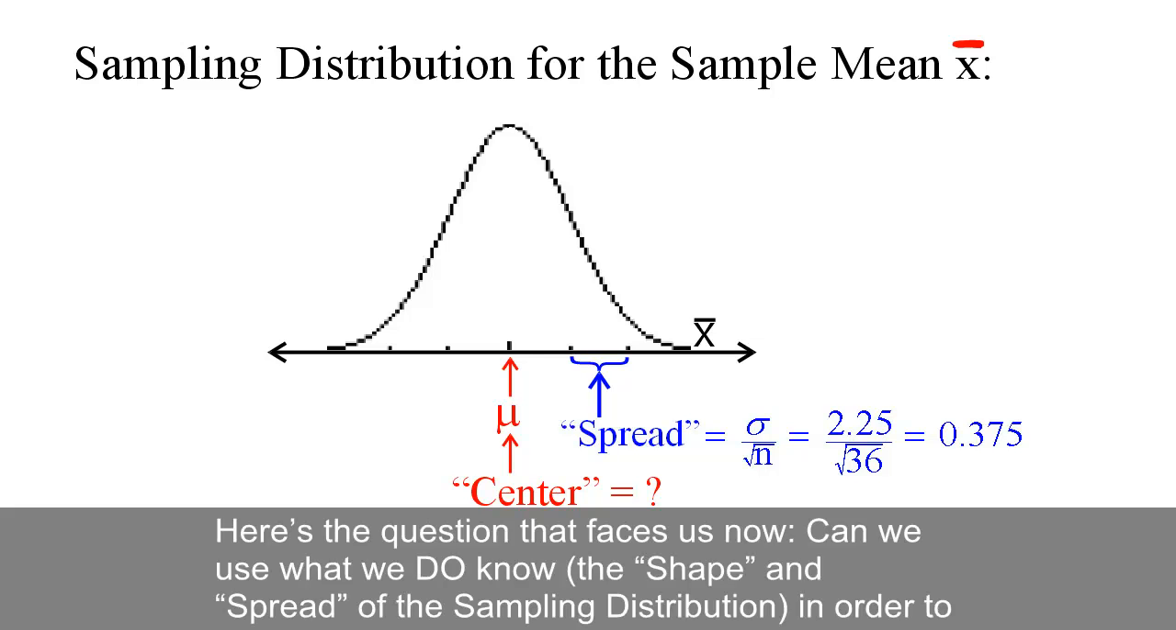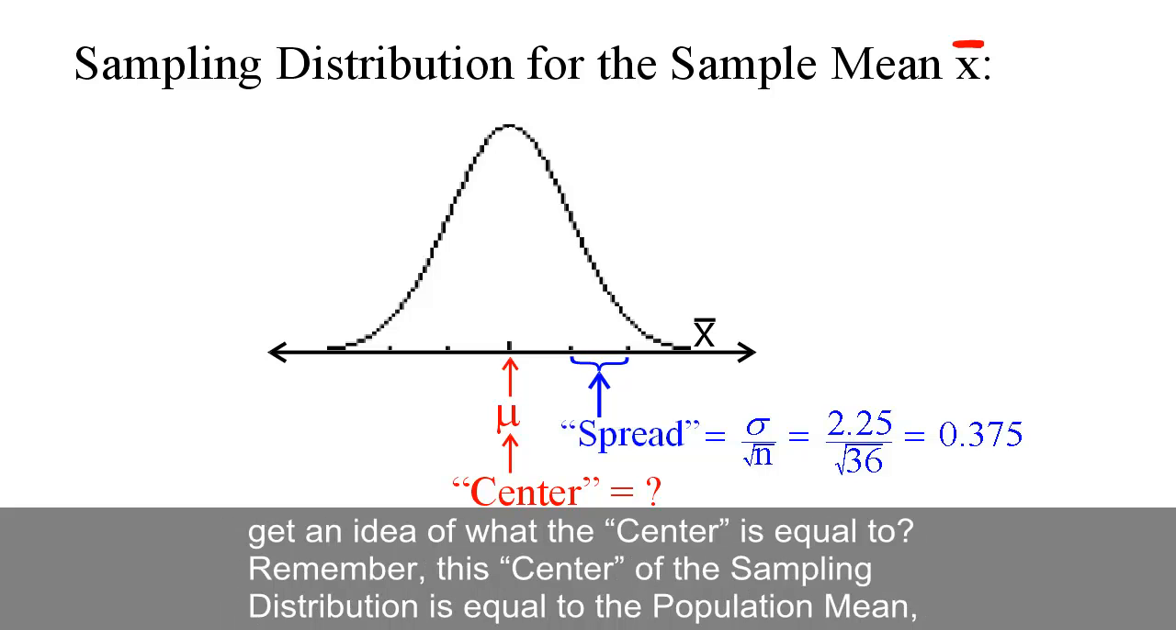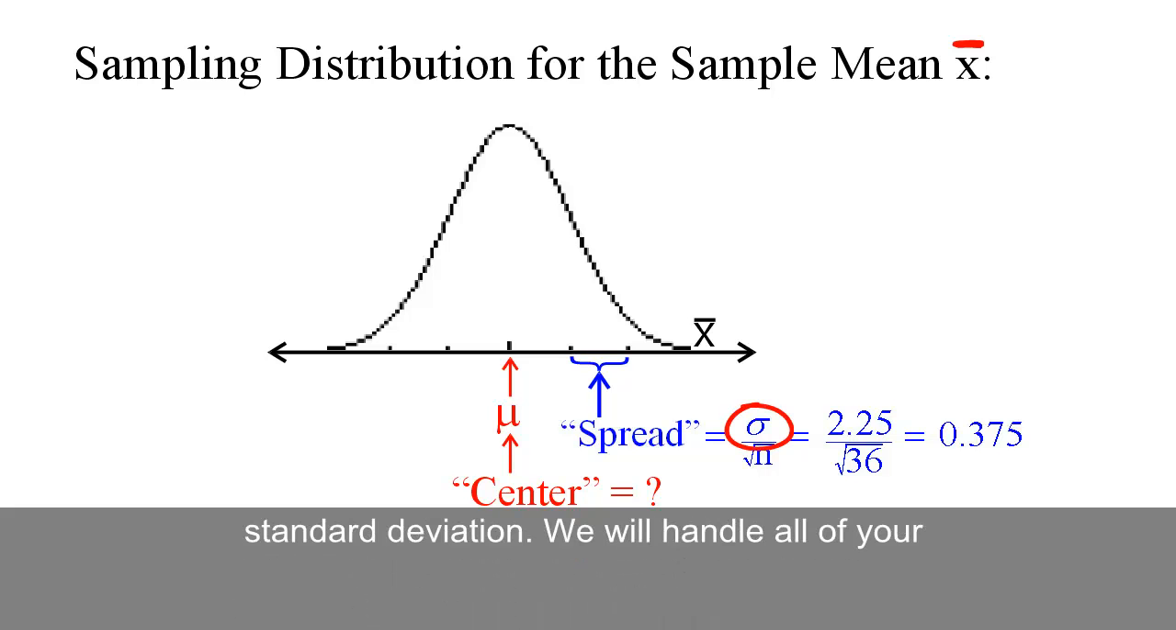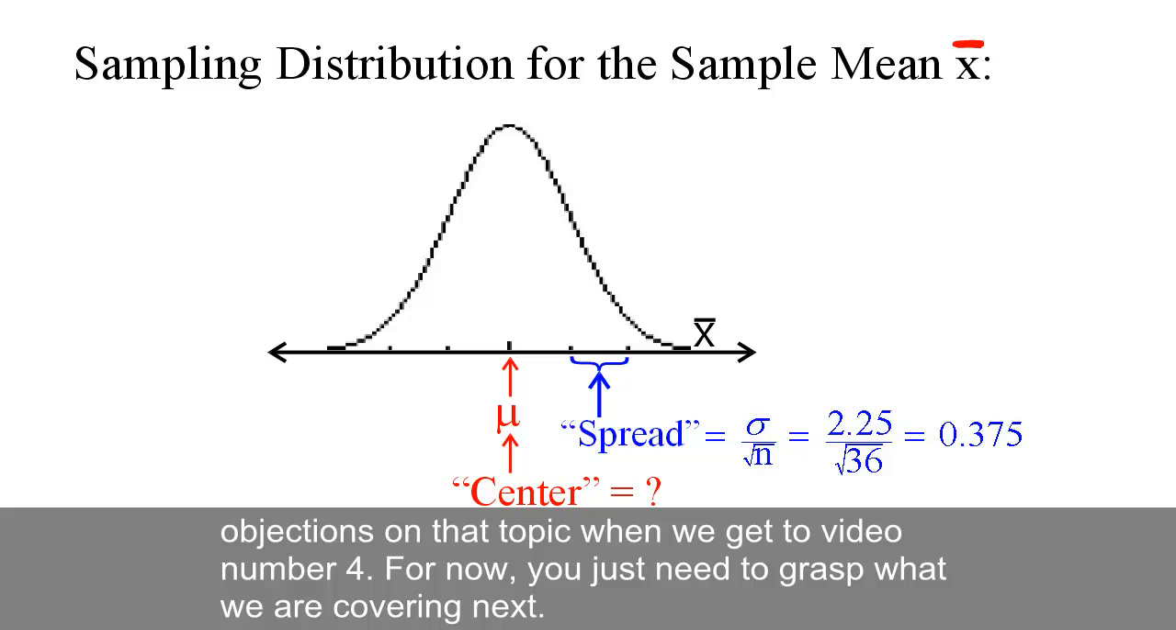Here's the question that faces us now. Can we use what we do know, the shape and spread of the sampling distribution, in order to get an idea of what the center is equal to? Remember, this center of the sampling distribution is equal to the population mean, which is what we are trying to find. And please don't let it bother you too much that we're claiming to know the value of the population standard deviation. We will handle all of your objections on that topic when we get to video number 4. For now, you just need to grasp what we are covering next.